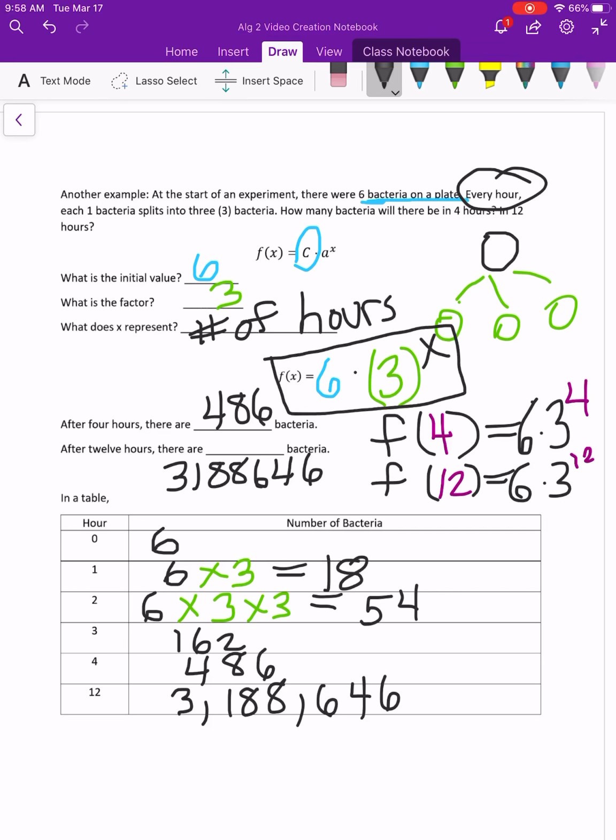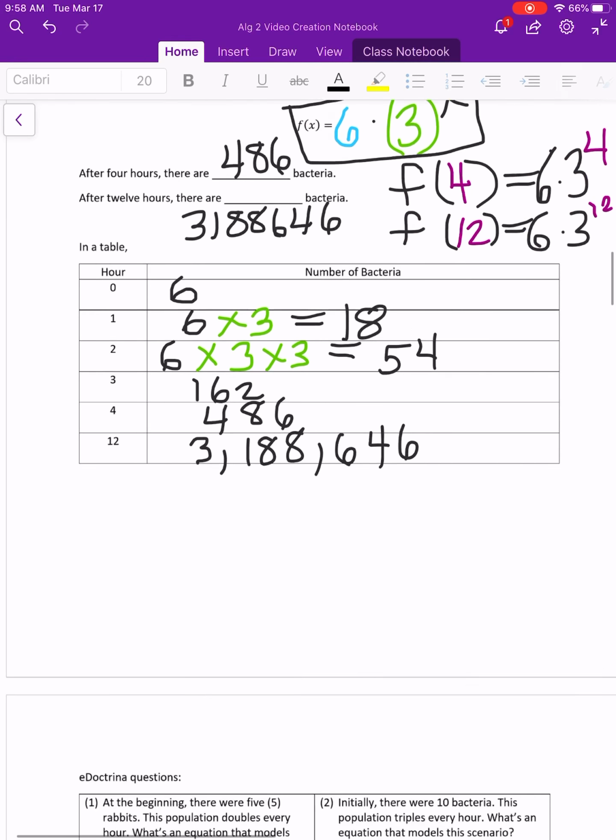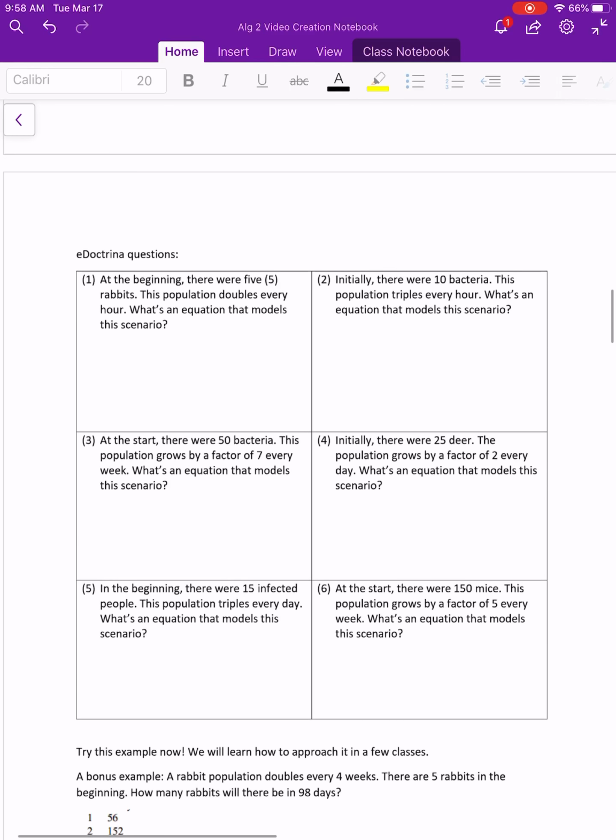3,188,646. So go ahead and look over this example and the example from the last lesson when we were talking about the rabbits, and then go on to eDoctrina and start to answer these first few questions. The questions are right here. What it wants you to do is look at the scenario and write an equation that models it. So go ahead and try these first 6 equations.